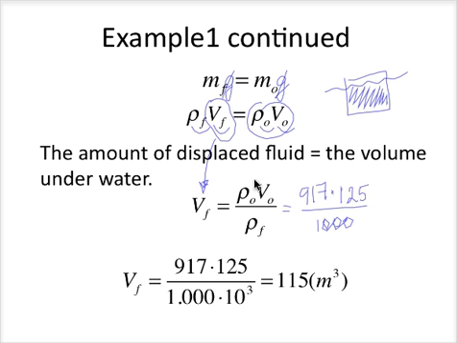And if you compare, the whole thing is 125 and 115, and that's meters cubed in each case. Only 10 cubic meters are above. The rest of it is in. That's why icebergs are so dangerous.